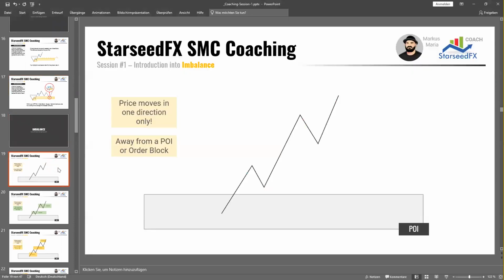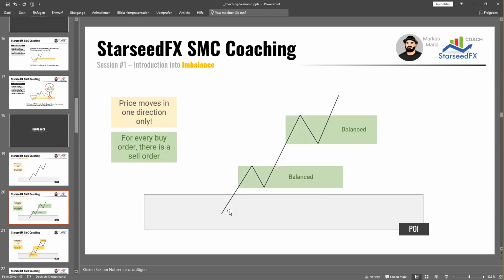So let's talk about the imbalance. What is it actually? Well, to make it very simple, you would say an imbalance is if the price moves only in one direction. And why is this? For example, you have a point of interest or an order block. The price moves away from this order block only in one direction. And this would actually describe on a very high level an imbalance.